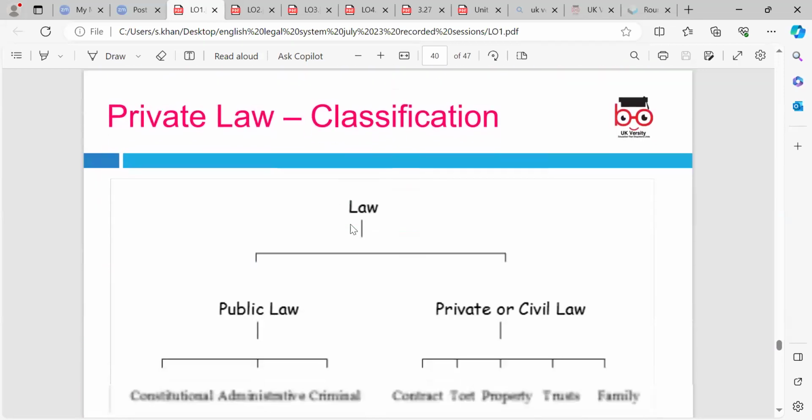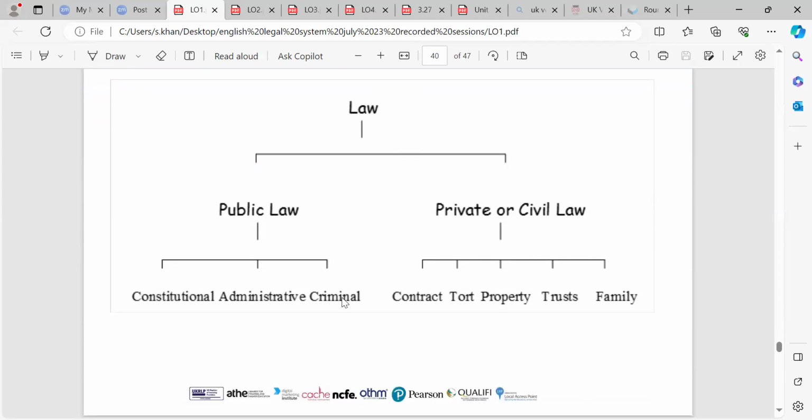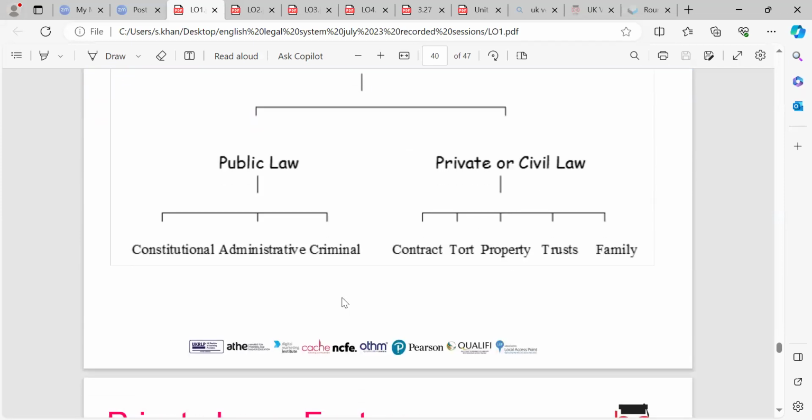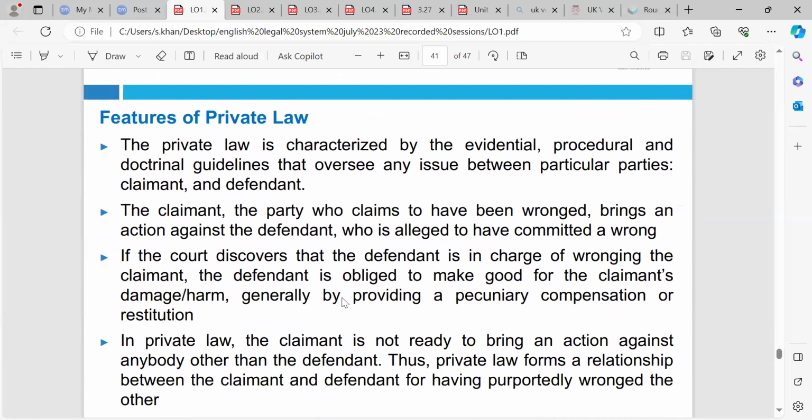And then we looked at the classification. So you've got law, public law, private or civil, and which fall within that. Within public law, you've got constitutional, administrative and criminal. Within private law, you've got contract, tort, property and trusts, and the features of private law.